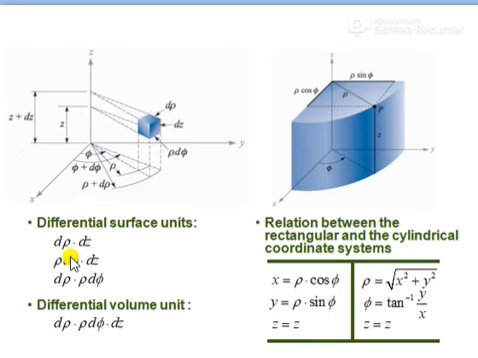Next, differential surfaces. Three surfaces you will get: d rho dz, one; rho d phi dz, this one; and d rho times rho d phi, the third one. So these are the differential surface units. The differential volume is what? Multiply all these: rho d rho d phi dz. This is about the differential elements in the cylindrical coordinate system.